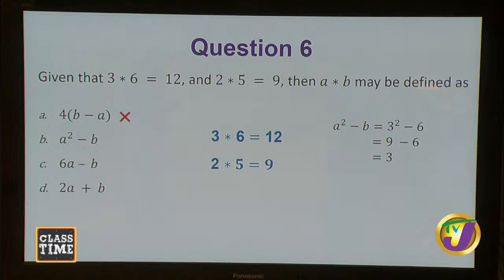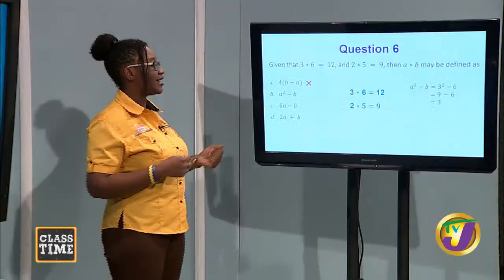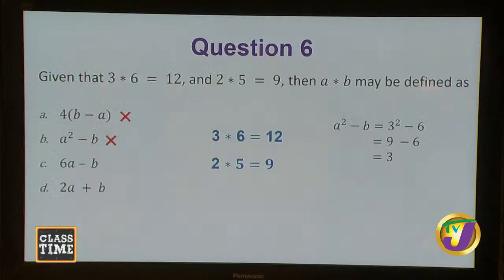So here it's A squared subtract B squared. We substituted our values and we're not getting that 12. Does it make sense to check the second one? It doesn't, because remember, we're working on a time constraint and we have no time to waste. So definitely B is out.